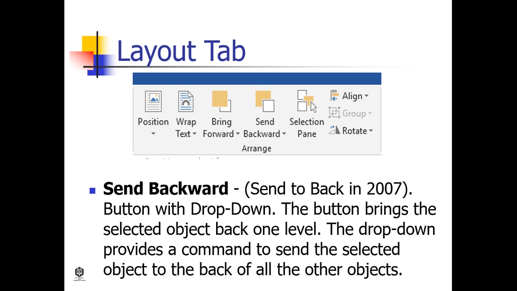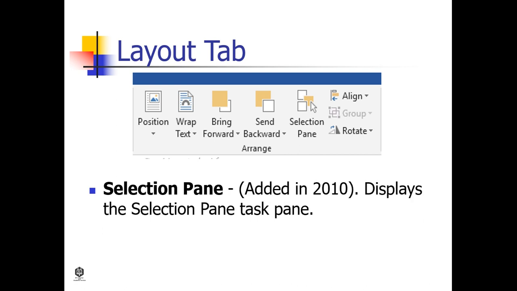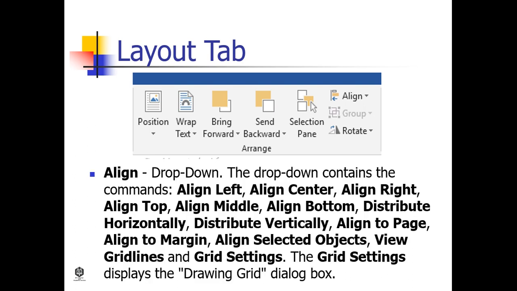Send backward, which is sent to back in 2007. Button will drop down. The button brings the selected object back one level. The drop-down provides a command to send the selected object to the back of all the other objects. Selection pane was added in 2010. Displays the selection pane task pane.